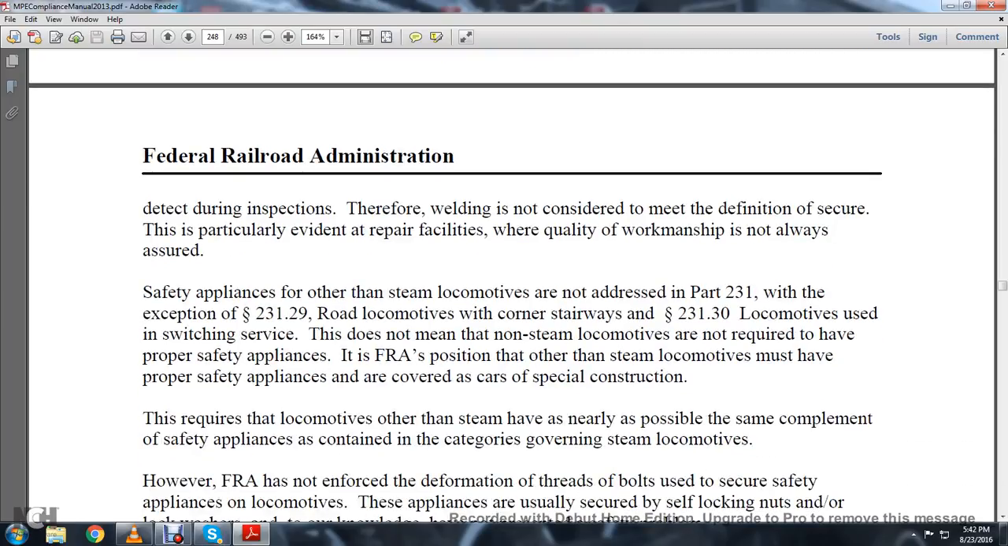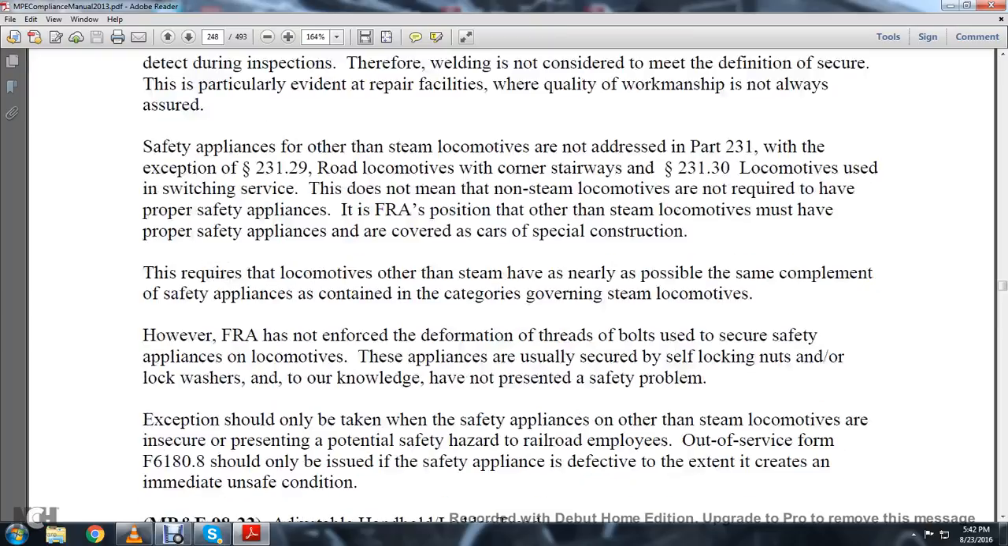Safety appliances for non-steam locomotives are not addressed in Part 231, with the exception of 231.29, railroad locomotives with corner stairways, and 231.30, locomotives used in switching service. This does not mean non-steam locomotives are not required to have proper safety appliances. The FRA position is that locomotives other than steam must have proper safety appliances, as for cars of special construction. This requires that locomotives other than steam have nearly the same safety appliances contained in the categories governing the steam locomotive.